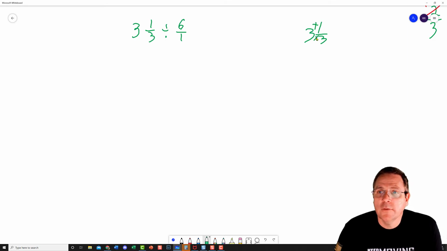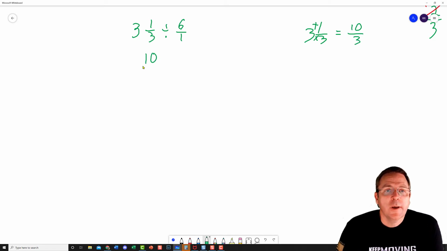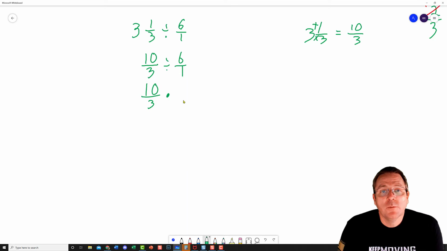The T and the X, the plus and the times, 3 times 3 is 9, plus 1 becomes 10 over the original 3. So the 3 1/3 right here is going to become 10/3 divided by 6 over 1. Now I'm going to keep change flip. I'm going to leave my number alone, 10 over 3. I'm going to change my division to multiplication, and I'm going to take the reciprocal of, or flip, the second number.